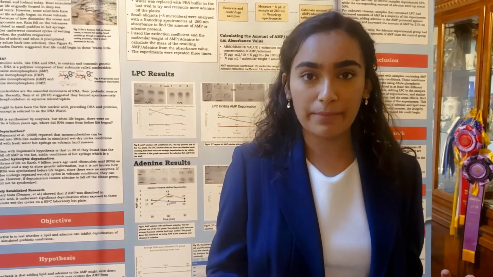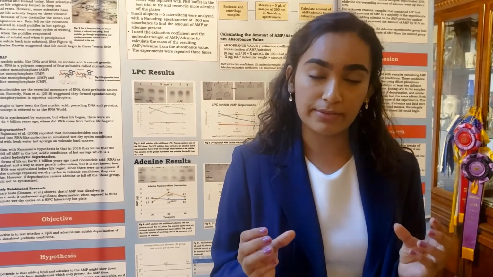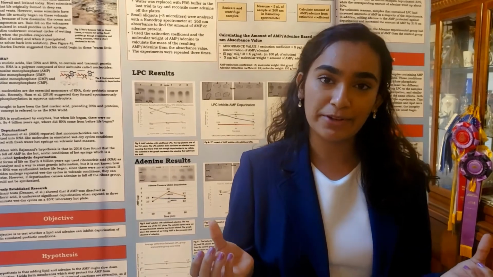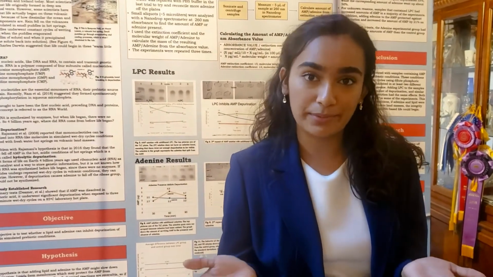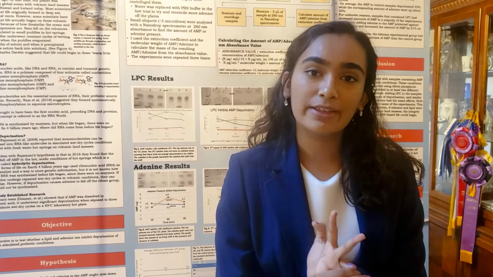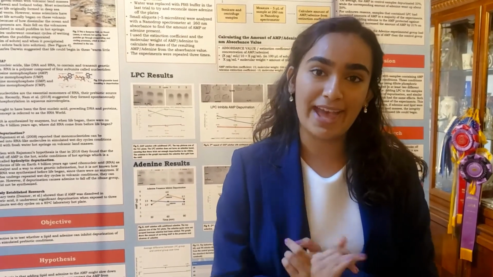But the biggest problem with this theory is that in that process, AMP depurinates, meaning it breaks at the N-glycosidic bond. And that's bad because if AMP depurinates, then there's no way you can form your RNA polymer. That's what I investigated in my project on AMP depurination. I set out to first of all replicate it in the lab and then inhibit it using LPC, which is a lipid, and adenine.